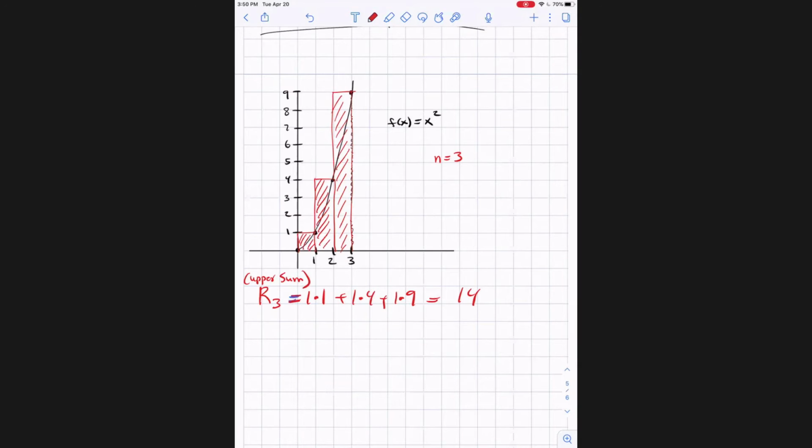That's the upper sum. Now in this case, the lower sum is the same as if I were to get the sum from the left side, so L3, meaning using the left endpoint.